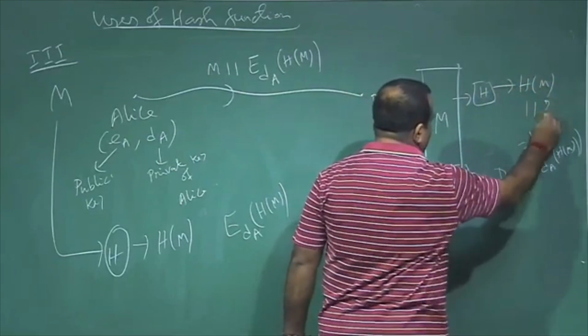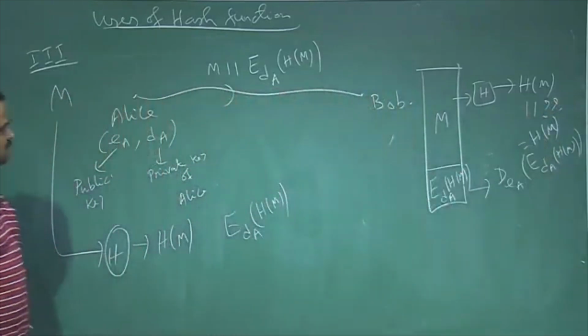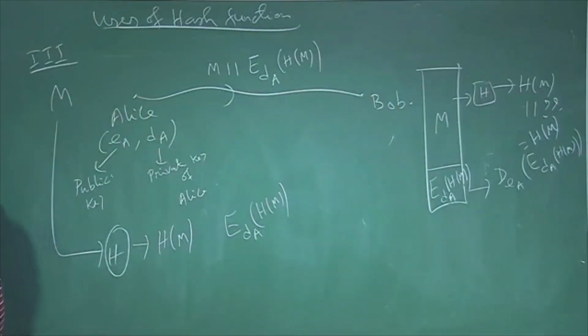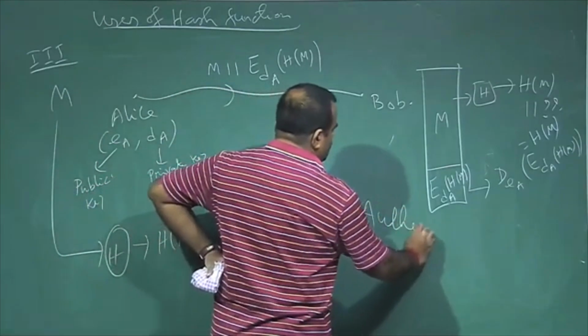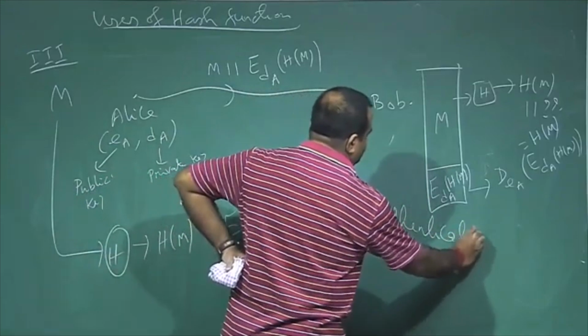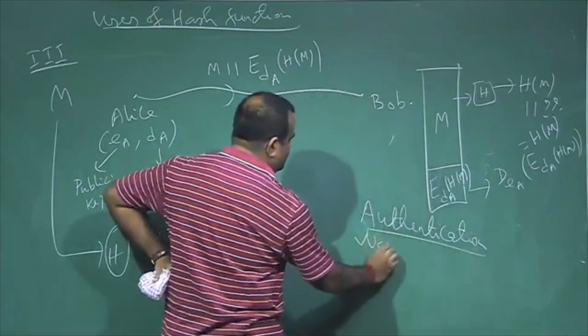So, Bob will compare these two, whether they are matching or not. If these two are matching, then the authentication is done. Then Bob will ensure that the message is coming from Alice. So, here authentication is done, but here also a similar problem: no confidentiality.